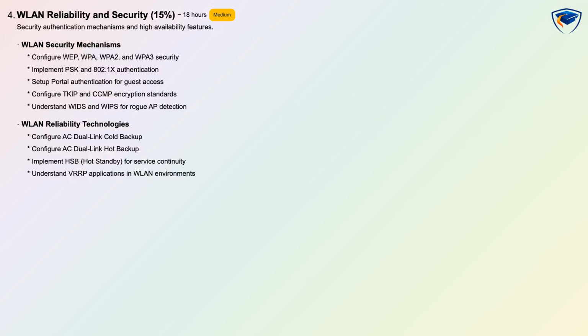Encryption standards such as TKIP and CCMP and intrusion detection and prevention via WIDS and WIPS are covered, along with high availability features like AC dual link cold and hot backup, hot standby, and VRRP applications in WLAN environments. These topics prepare you to secure WLAN access and maintain service continuity under failure conditions.